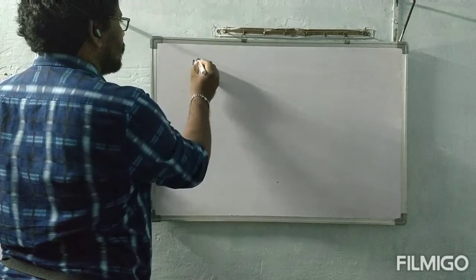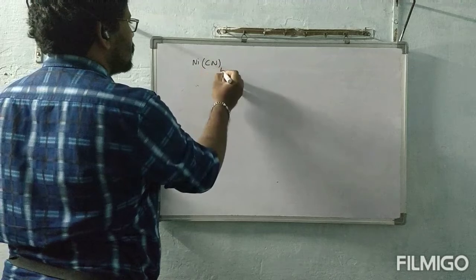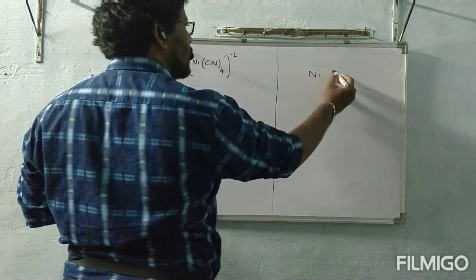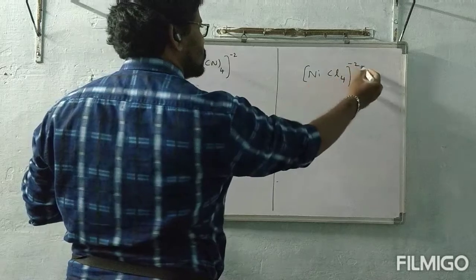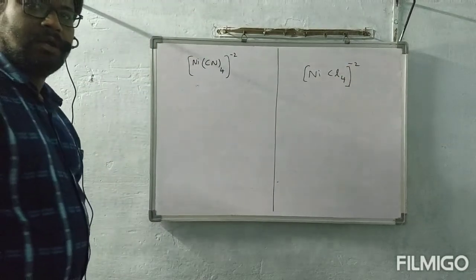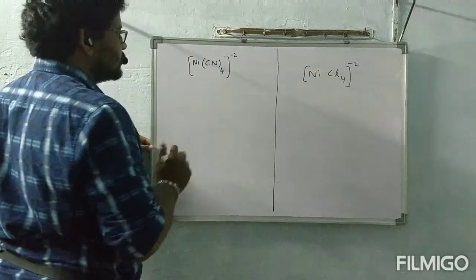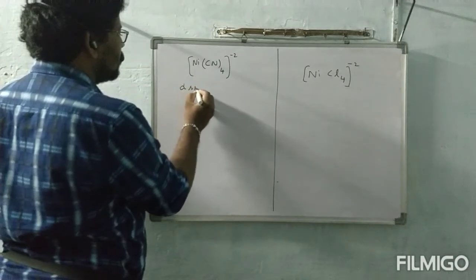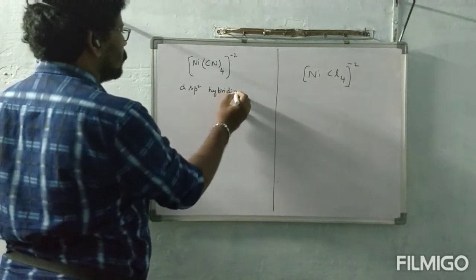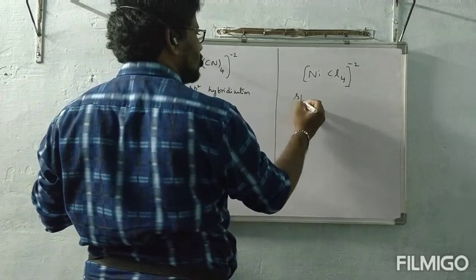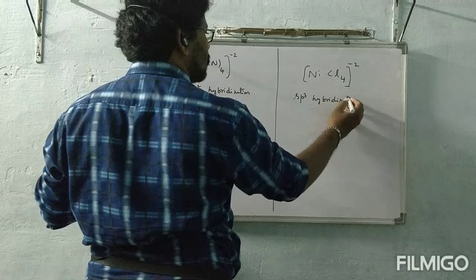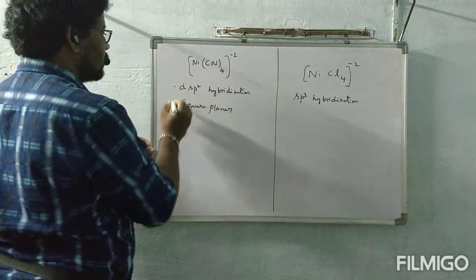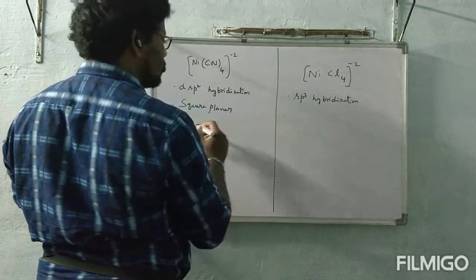Those are Ni(CN)4 minus 2 and NiCl4 minus 2. These two complexes we saw yesterday. Now coming to this Ni(CN)4 minus 2, this is dsp2 hybridization, and this is sp3 hybridization. The structure is square planar, and this is tetrahedral.